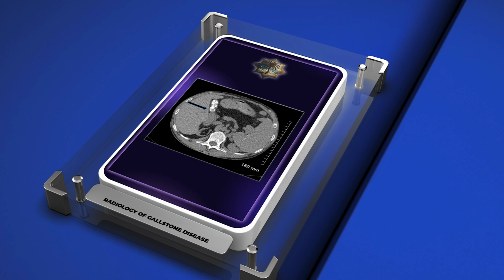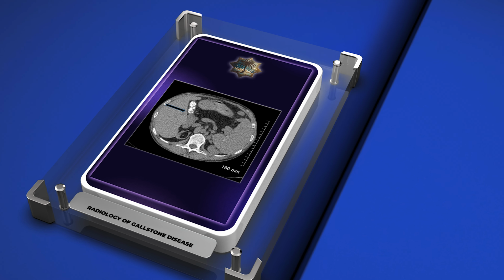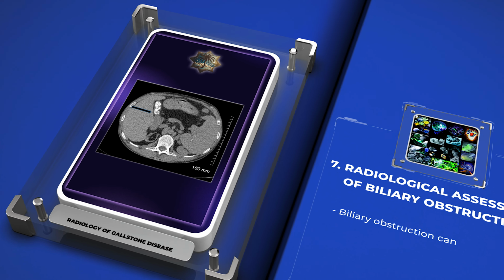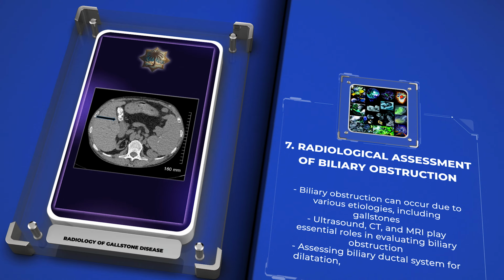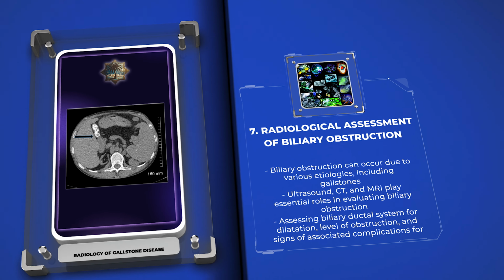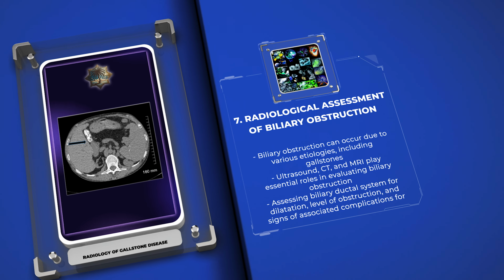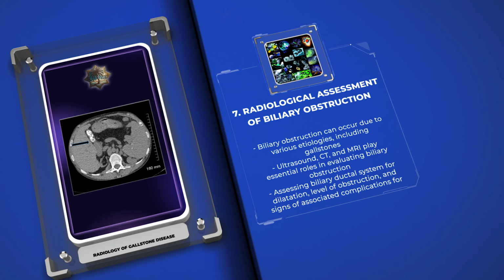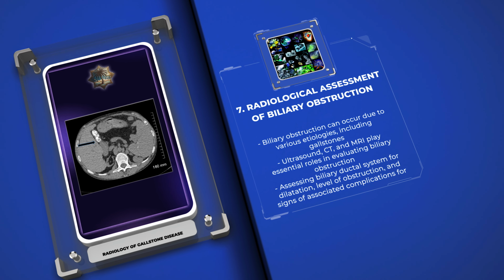Professor, biliary obstruction can occur due to various etiologies, including gallstones. Precise imaging assessment is crucial to determine the cause, location, and extent of the obstruction. The professor points at an ultrasound image showing a dilated biliary ductal system.